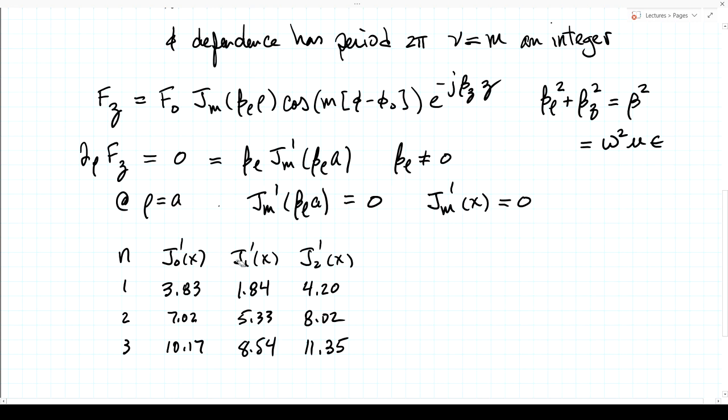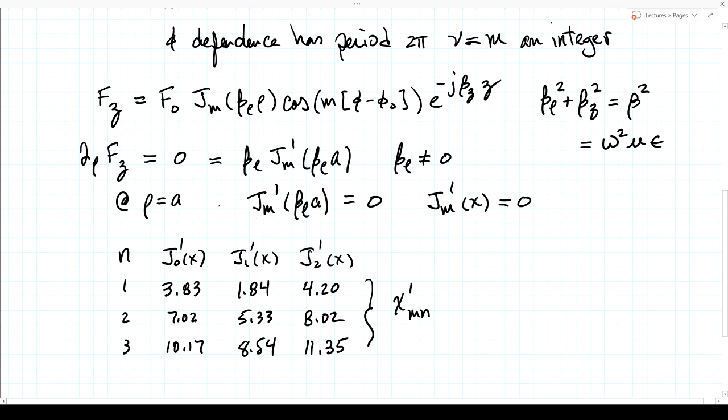So we take a particular value of m, and then go through this table, or find the zeros ourselves, numerically or in some fashion, and that's then going to be the condition for what? Well, it's going to be the condition for beta rho. Let's call these values chi prime sub mn. All right, so m is the order of the Bessel function. The prime means it's a zero of the derivative of that Bessel function. So m is the order of the Bessel function, and n is the number of the zero. So this is the first zero, second zero, etc.